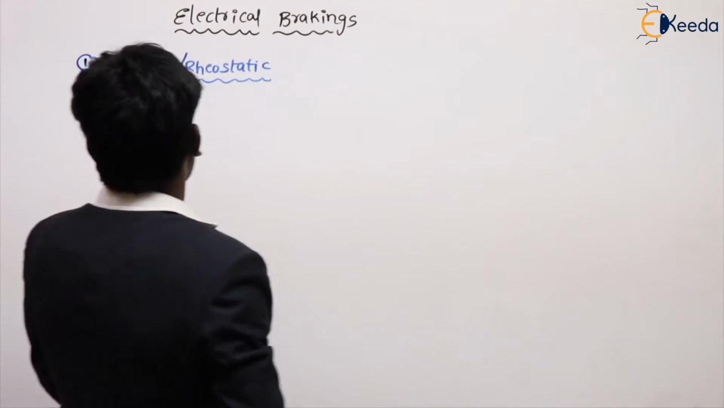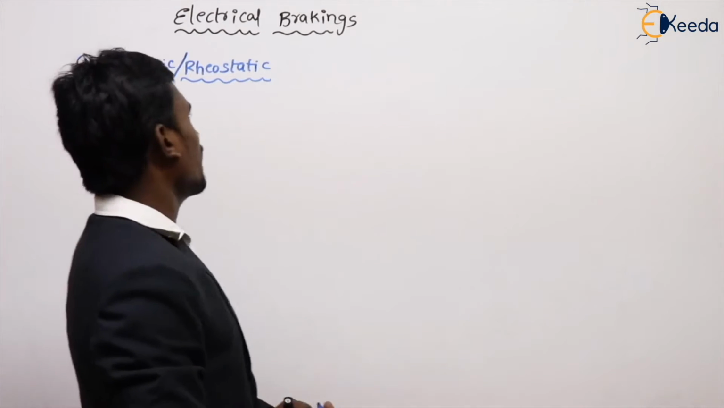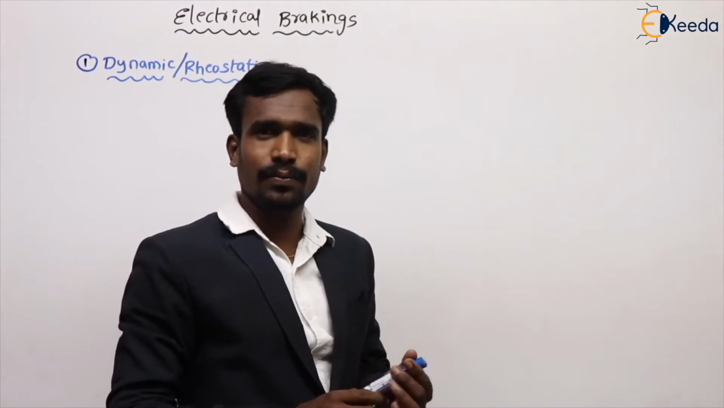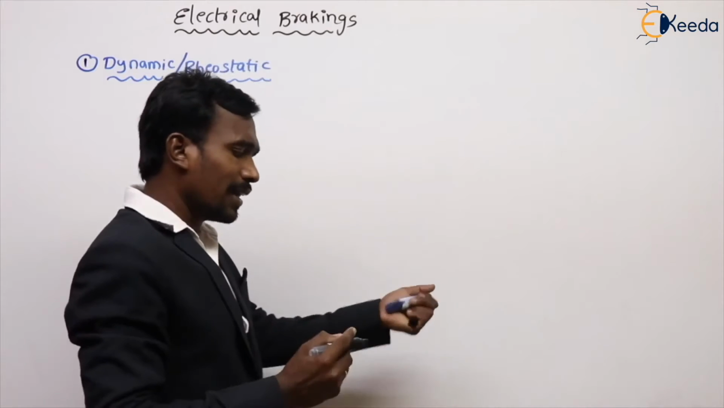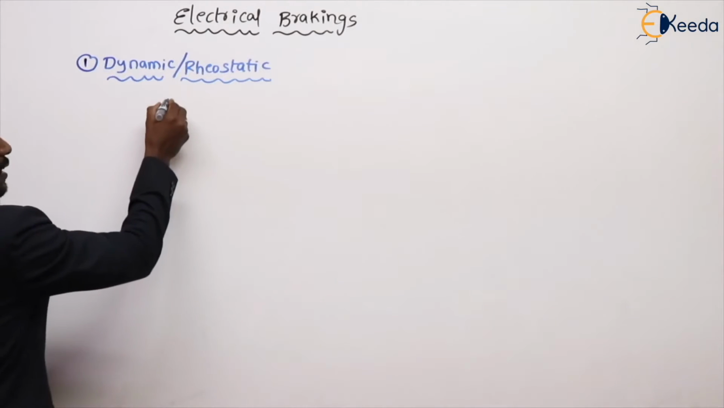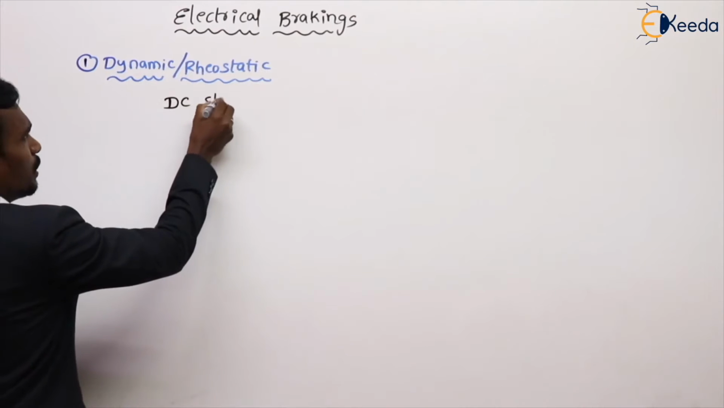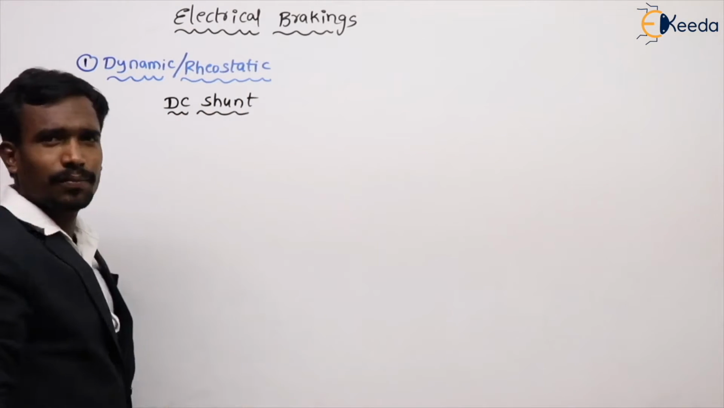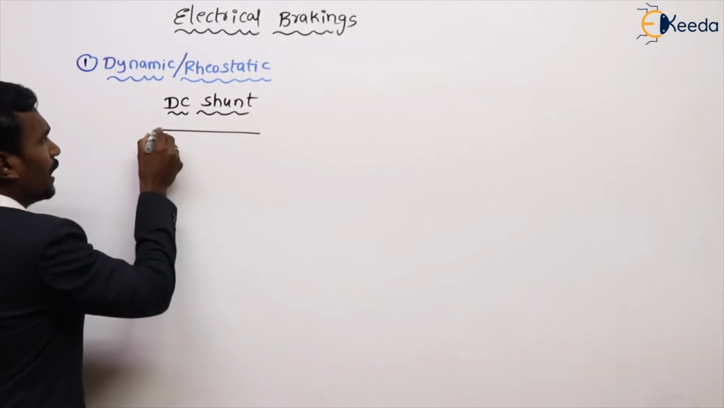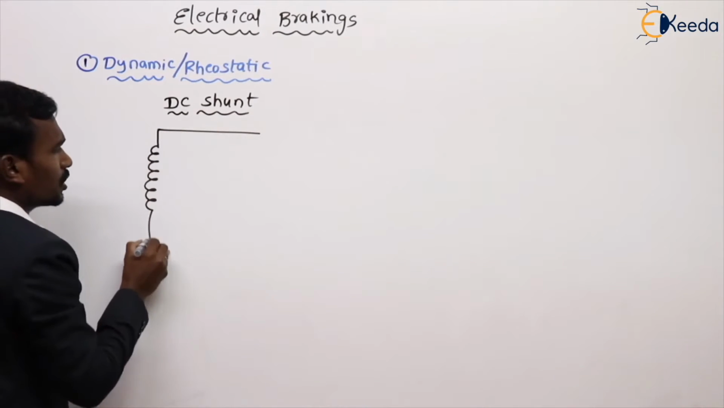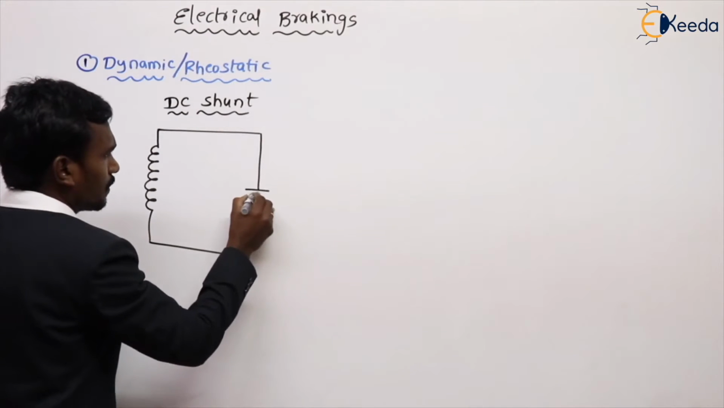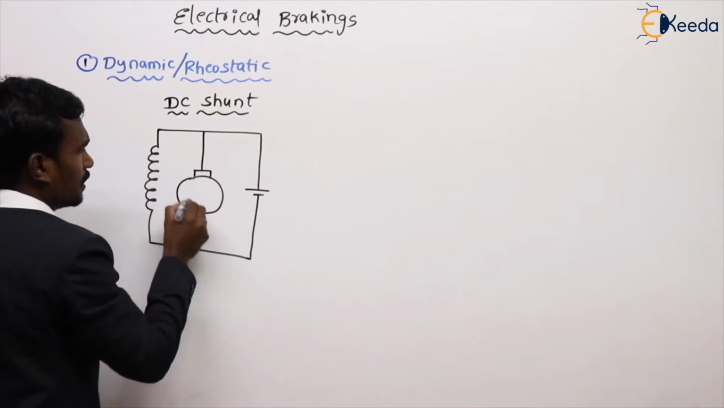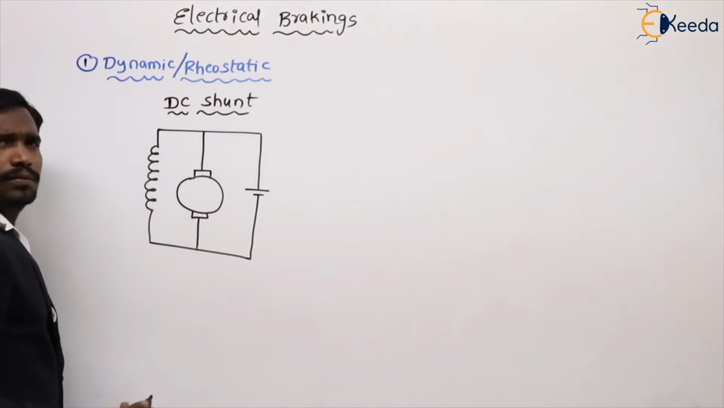In that, the first one is dynamic braking or rheostatic braking. Let's see what dynamic braking is and how we can brake the motor. For example, first I am going to look at the DC shunt motor. In the DC shunt motor, I am going to brake by using this method. See, actually, this is my DC shunt motor.